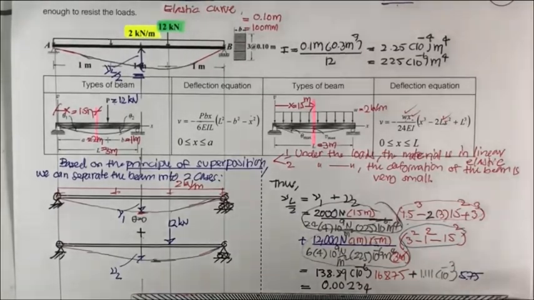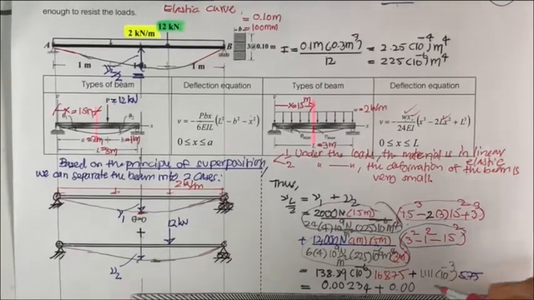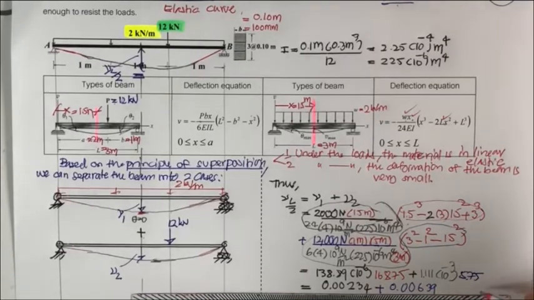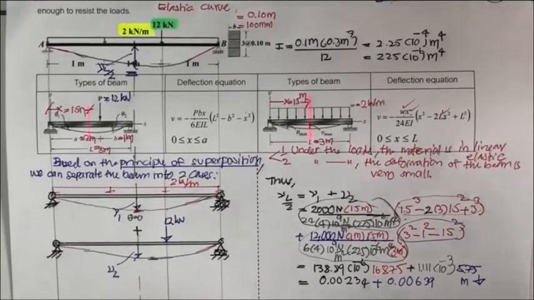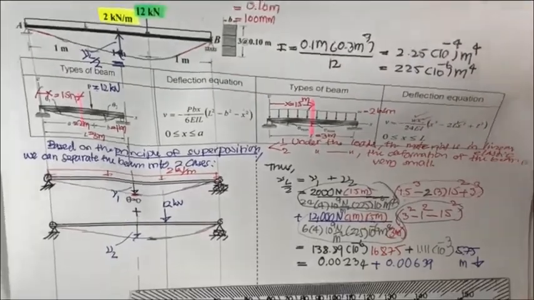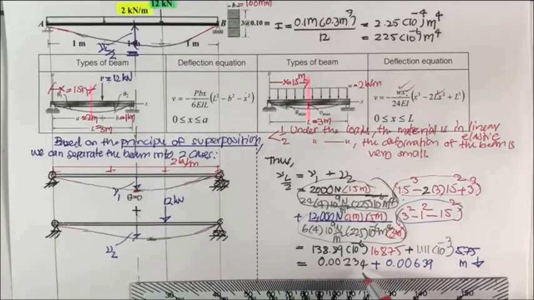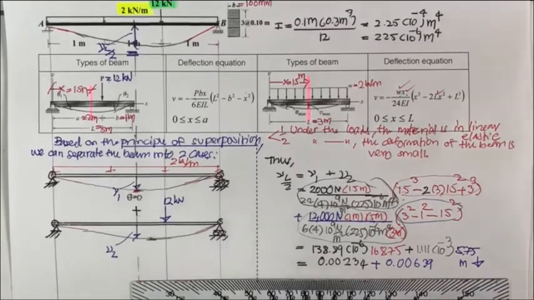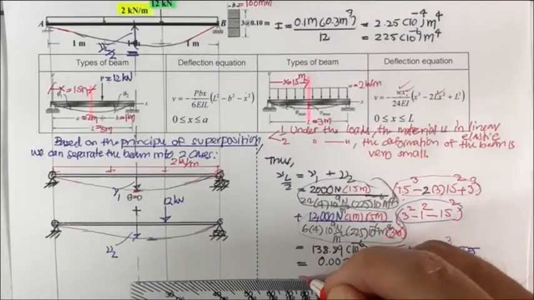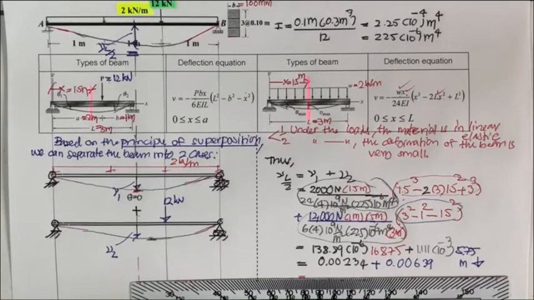And then you get the result of this equal to 0.00234 plus 0.00639. Okay, this is going to be in meter and it's downward. Like I said, we just put it in our mind. Okay, and you can see the deflection from the point load is nearly 3 times larger than the uniformly distributed load. Okay, and then later when we check the maximum deflection, you will find something.